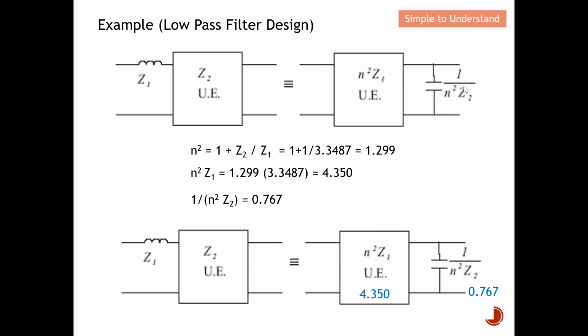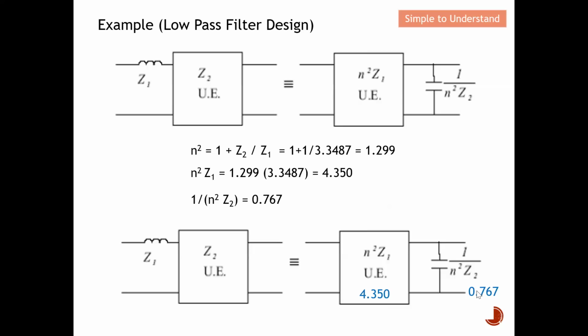The next portion here, according to the Kuroda identity, is 1 over N²Z2. So again, this is 1 over N². N² is equal to 1.299. So 1.299 multiplied by Z2, where Z2 is equal to 1, I will be able to obtain this number, which is 0.767, shown over here. So basically I have successfully transformed the series stub into a shunt stub, having a totally different value as compared to just now.